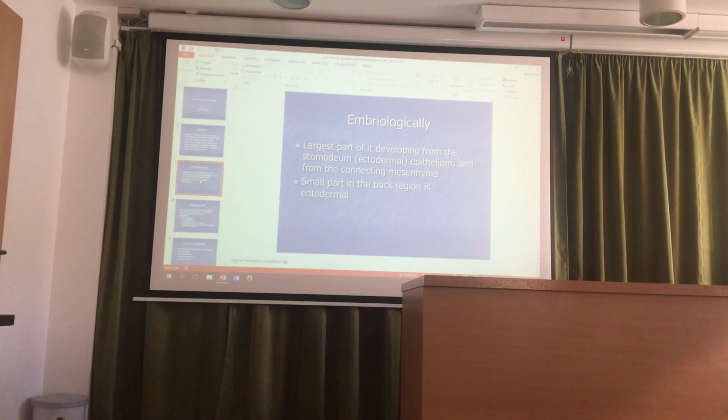What kind of mucosa types can we find in the oral cavity? We can find three kinds of mucosa: the masticatory mucosa, the lining mucosa, and the special mucosa. It's very important because it will also be an exam question.